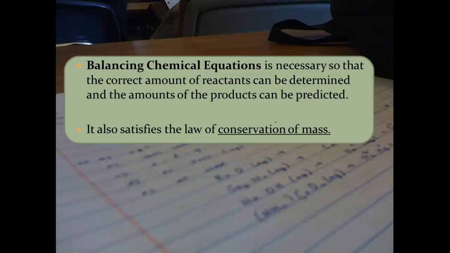All right. So what do we mean by balancing them? This is our main goal for today. Balancing an equation is necessary so that we have the correct amount of reactants and products, and essentially it's going to satisfy the law of conservation of mass and make sure that whatever we started with, every single atom is accounted for on the product side.